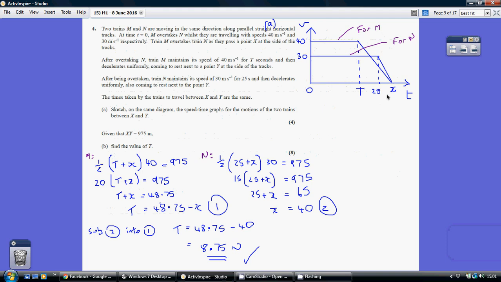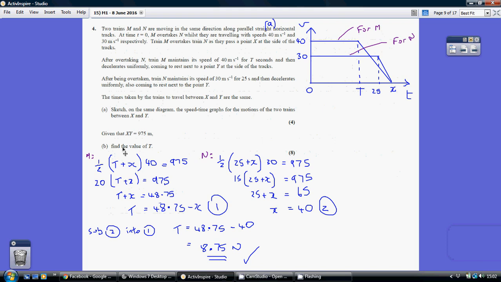Yeah, so basically they travelled the same distance, and the times taken by the trains to travel between X and Y are the same. Okay, so that's our answer for part A. So key bits is just appreciate that this is at time capital T, and this deceleration starts at time 25 seconds. And this we don't need for the marks, this is just the time when they both come to rest.